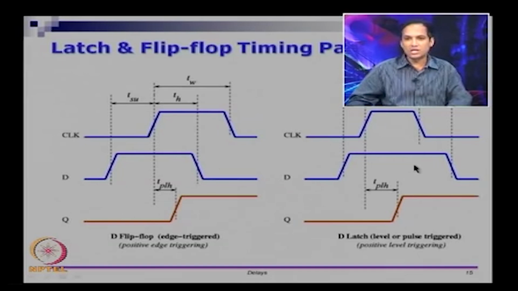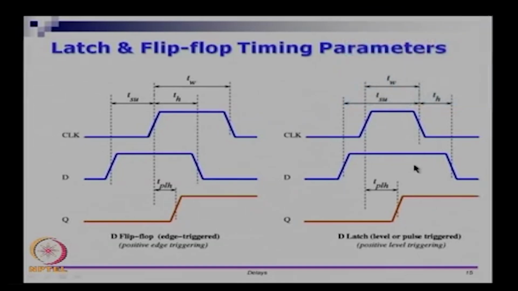Now let us look at the equivalent definitions for latches. You look at the closing edge of the latch, which for this positive level triggered latch is the falling edge. From the falling edge, for some time period before that, you have to keep the input constant. So TSU is the time period before the closing edge for which it has to be kept constant, and T hold is after the closing edge it has to be kept constant. So again TSU plus TH is a window of time in which you have to keep the input constant.